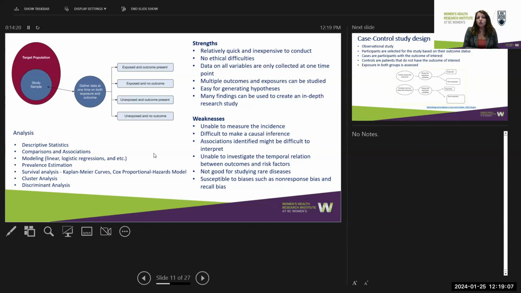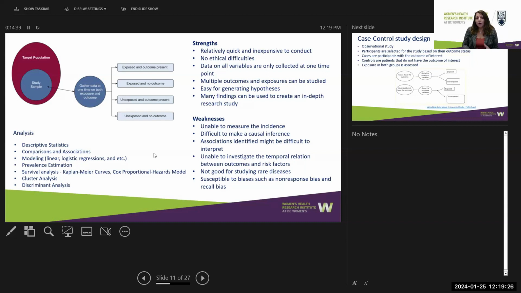a cross-sectional design. The strength of this design is that it's relatively quick and inexpensive because we don't follow people for a long time. Usually there is no ethical implication. Data on all variables are collected at only one time point. Multiple outcomes and exposures can be studied.